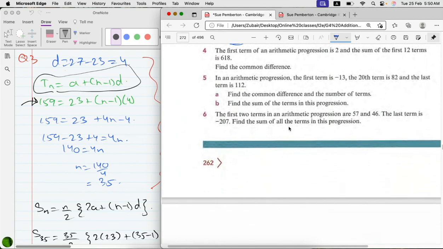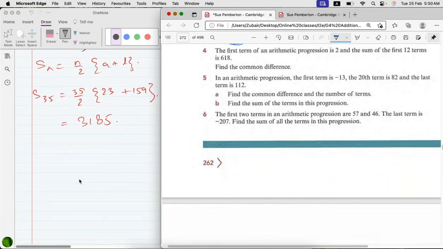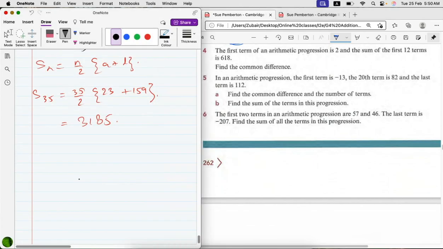Okay. Now we'll go through the questions and see if we find any different questions, we'll practice them. Number 4 says the first term of an arithmetic progression is 2 and the sum of the first 12 terms is 618. Find the common difference. n is given, a is given, sum is given, d is missing.